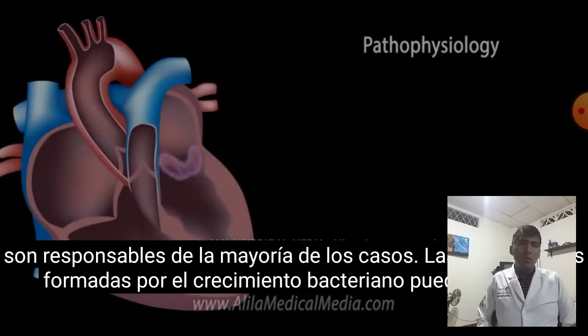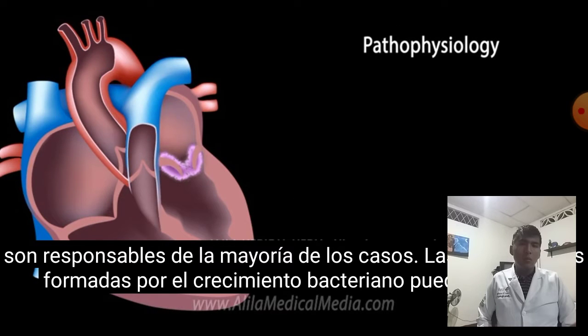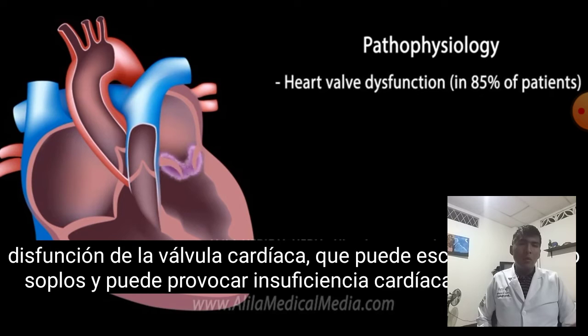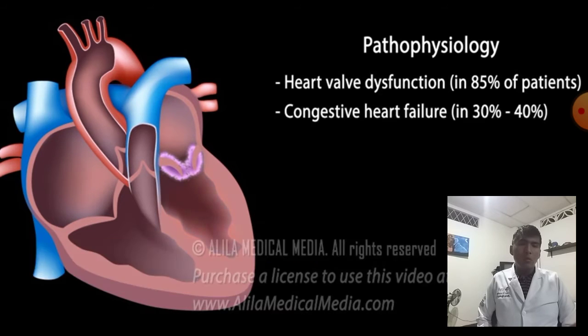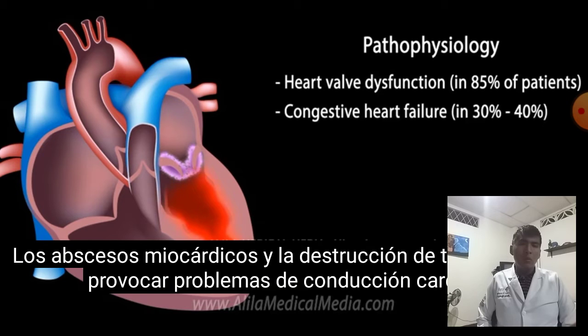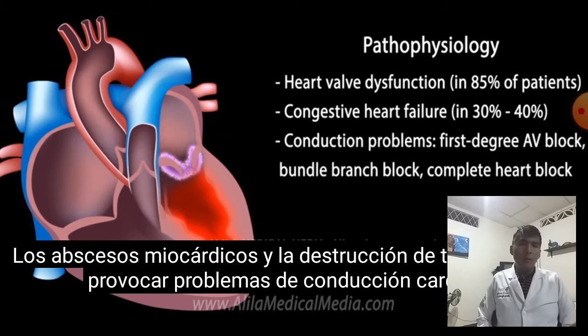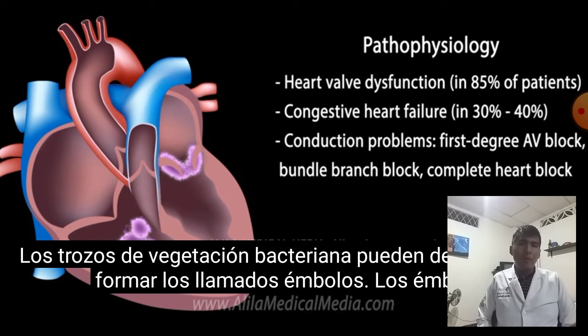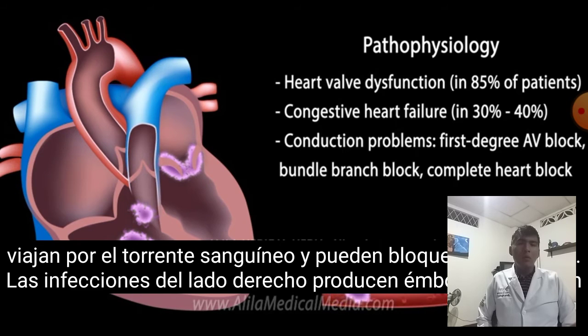cases. Vegetations formed by bacterial growth may cause heart valve dysfunction, which can be heard as murmurs, and may lead to congestive heart failure. Myocardial abscesses and tissue destruction may lead to cardiac conduction problems. Pieces of bacterial vegetation may break free, forming so-called emboli. Emboli travel in the bloodstream and may block arteries.